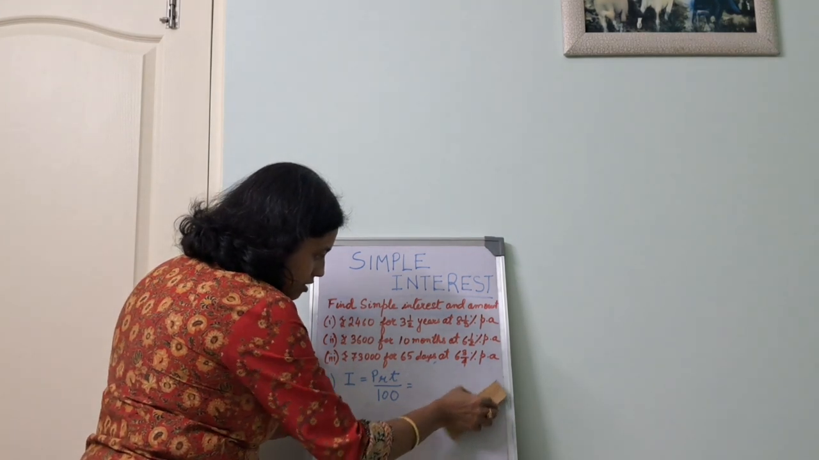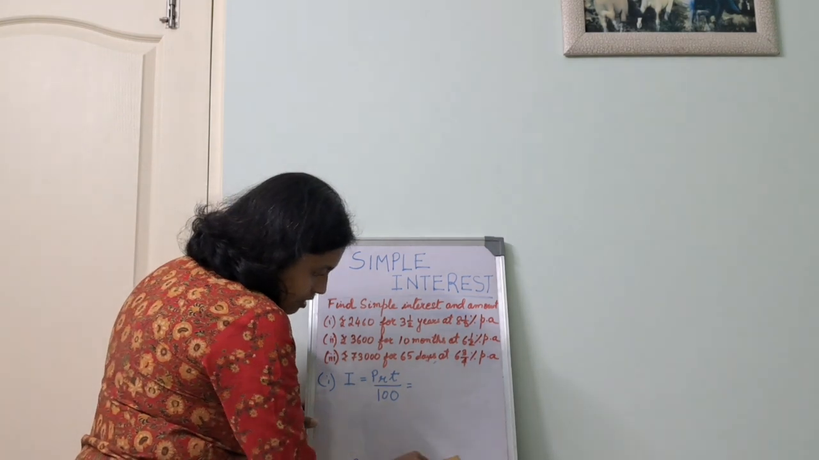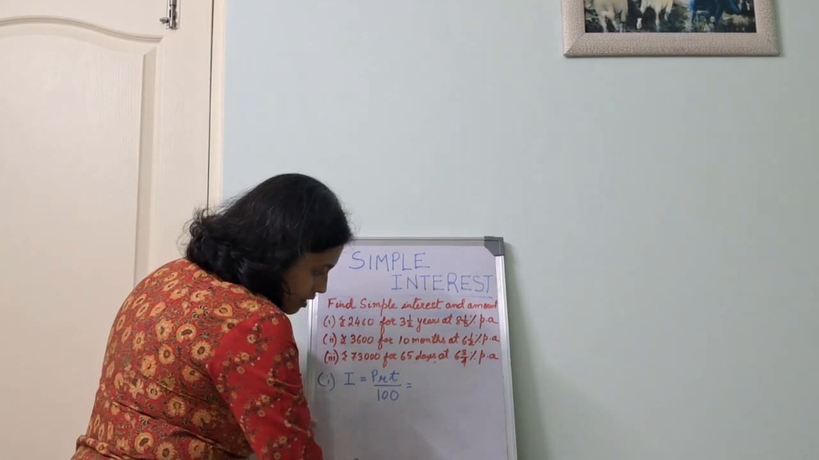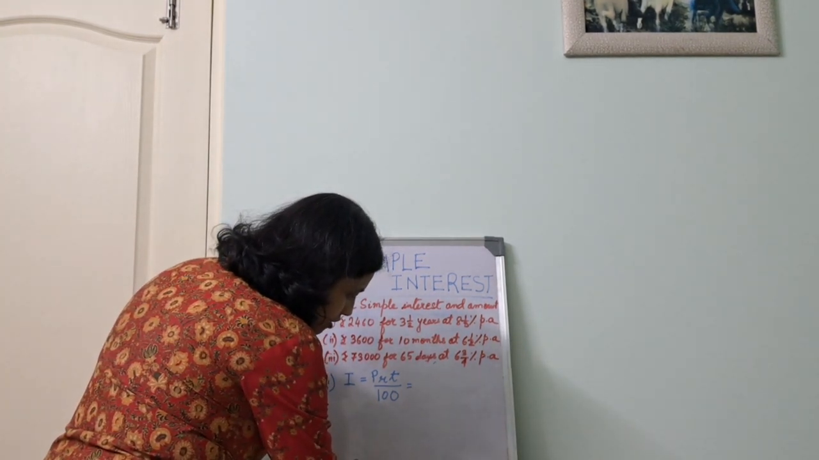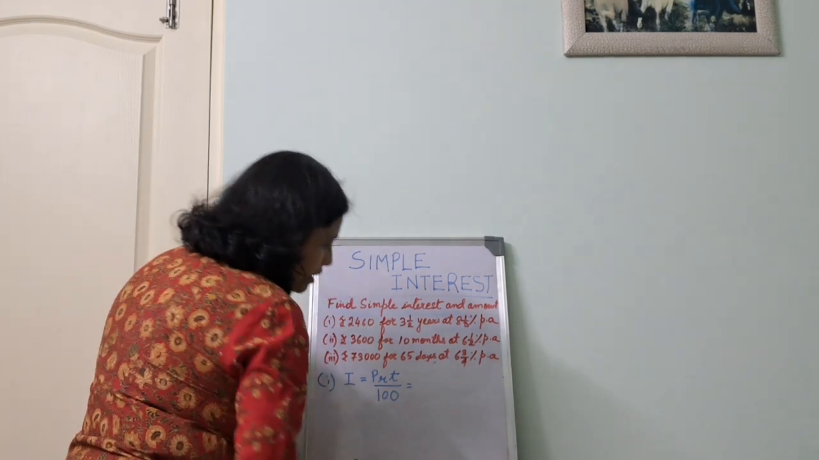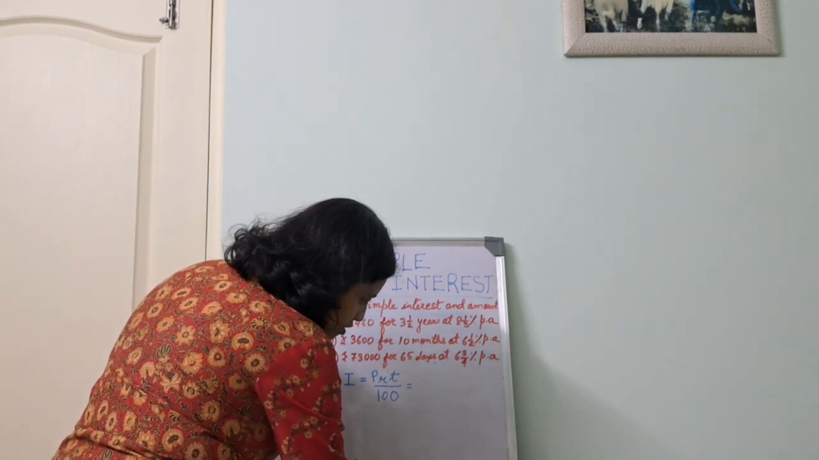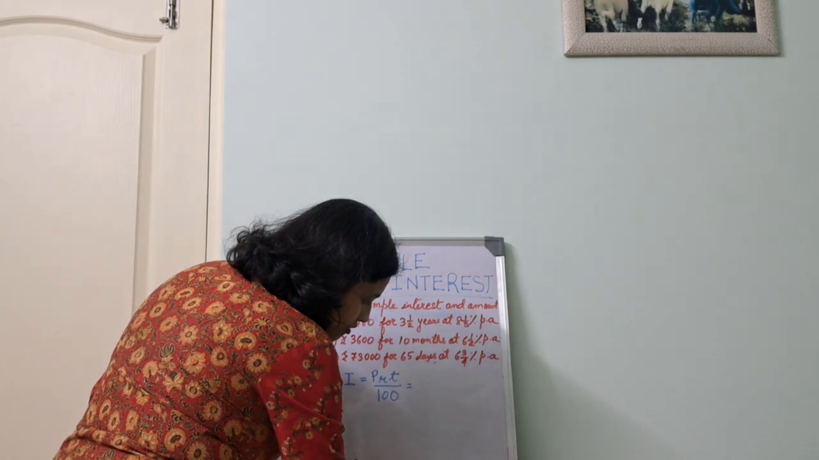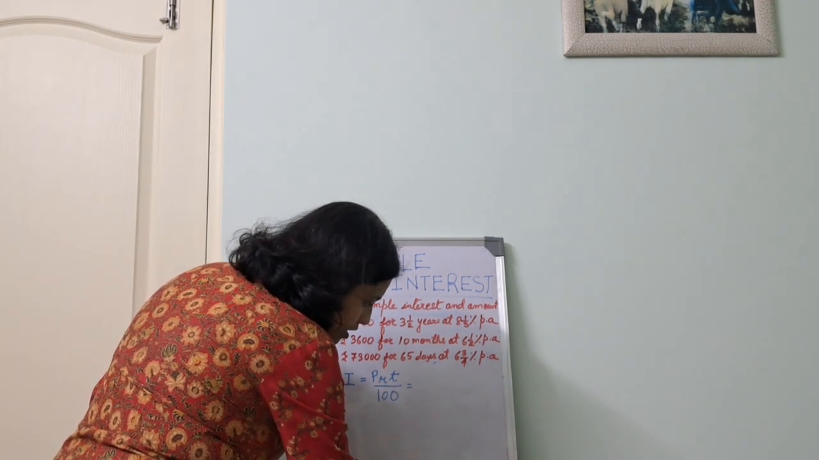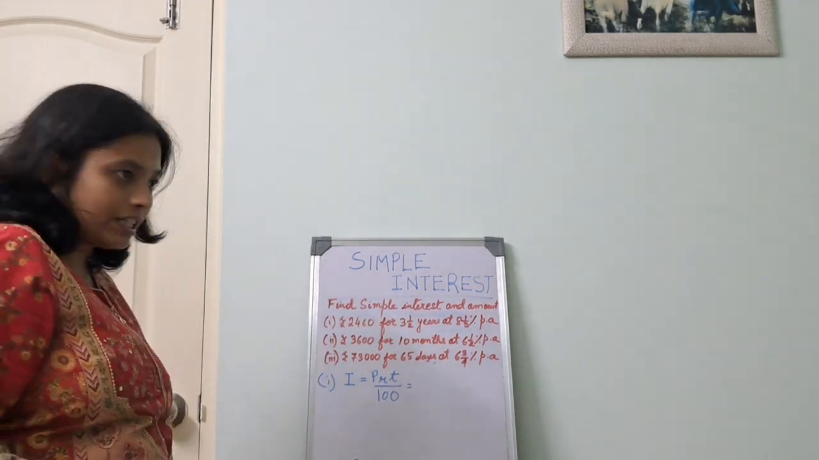Let me erase. So instead of months, this time you have days. So how many days? 365 days make 1 year. So 65 days will be 1 by 365 into 65. So many years. Okay. So now we know the time period already.